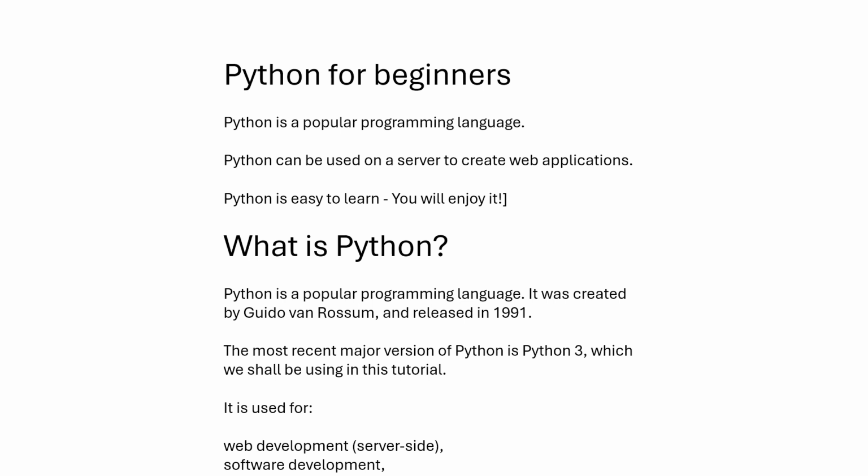What is Python? Python is a popular programming language. It was created by someone called Guido van Rossum. This name is a little bit difficult to pronounce, just don't get me wrong. It was released in 1991. The most recent major version of Python is Python 3. This is the one we will be using for this course, which we shall be using for this tutorial.